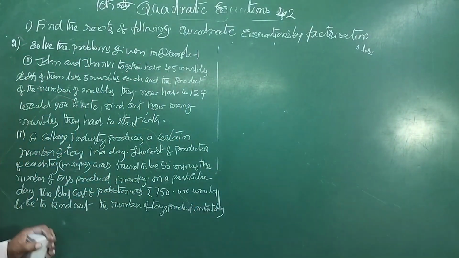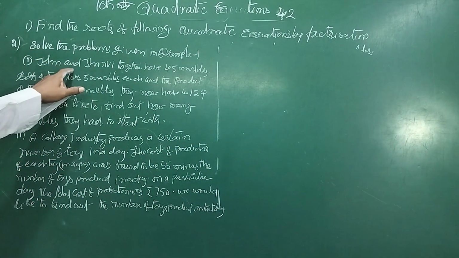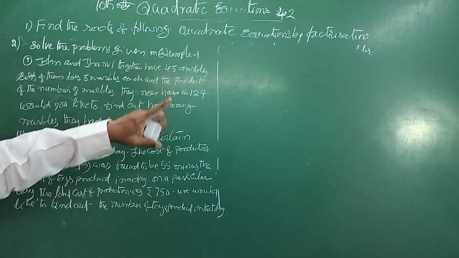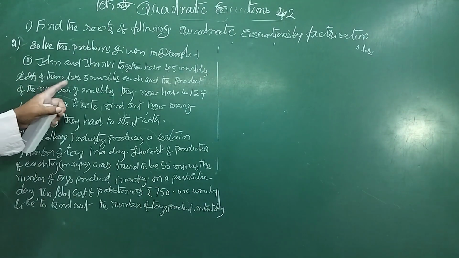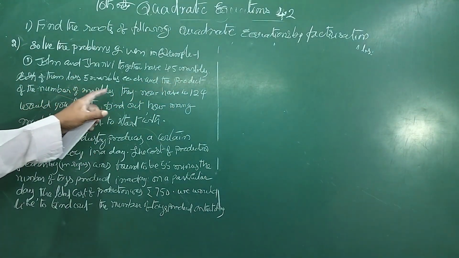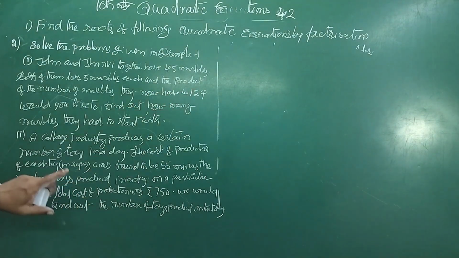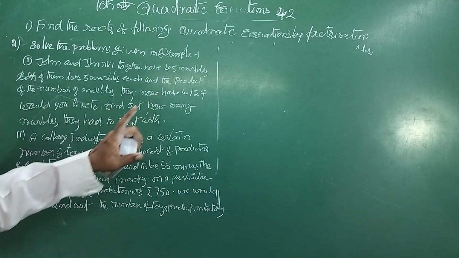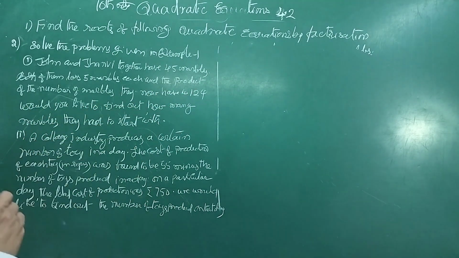Let us do first one. John and Janvi together have 45 marbles. Both of them lost 5 marbles each, and the product of the number of marbles they now have is 124. Would you like to find out how many marbles they had to start with?